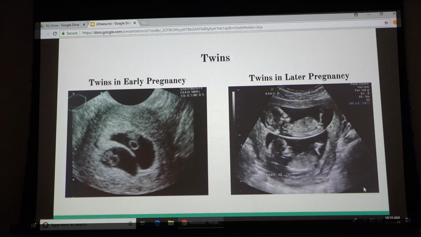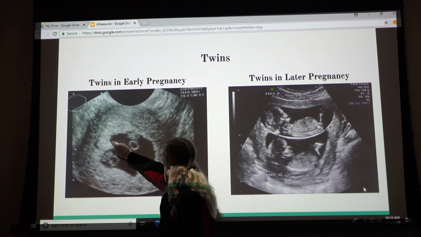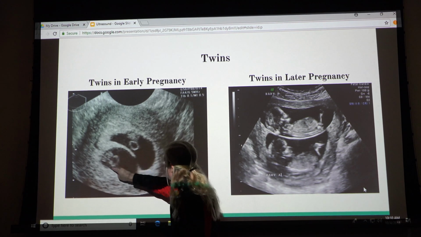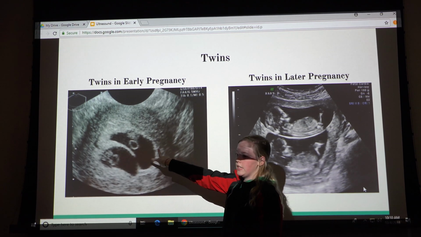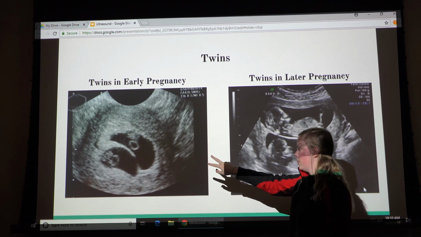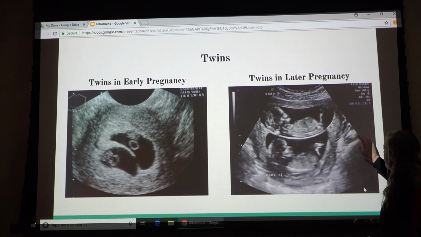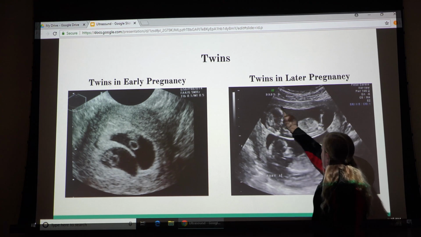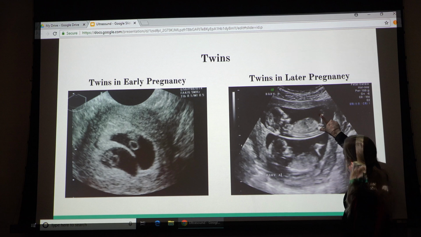So here we can see twins in early pregnancy. Again, these are the outlines of the gestational sacs with the embryos here. There are two gestational sacs because they don't share a placenta. If they did share a placenta, they would be in the same gestational sac. And then here in later pregnancy, again, we have the two gestational sacs with the two babies seen here.